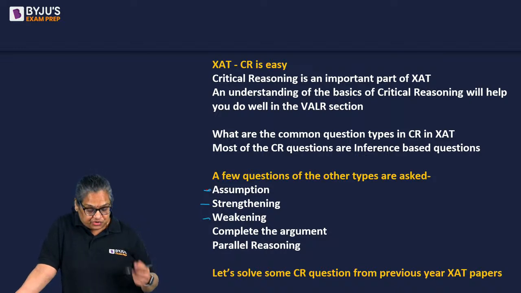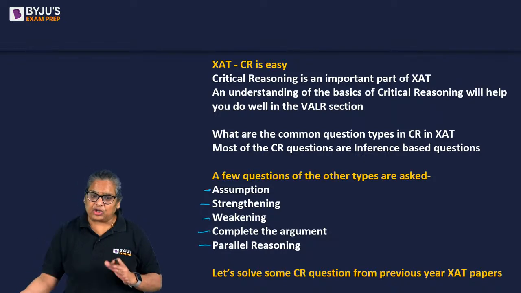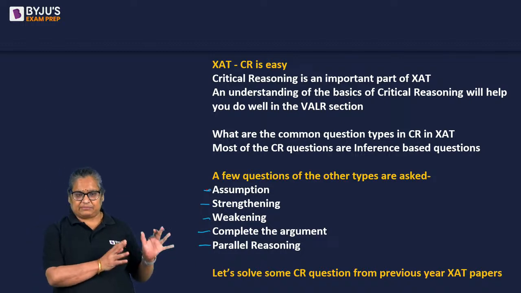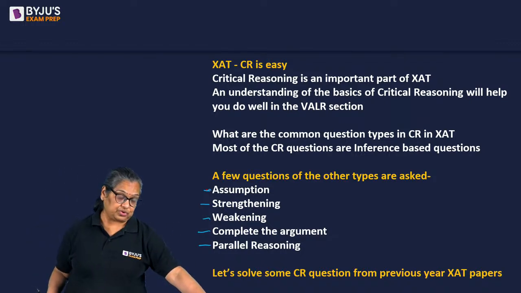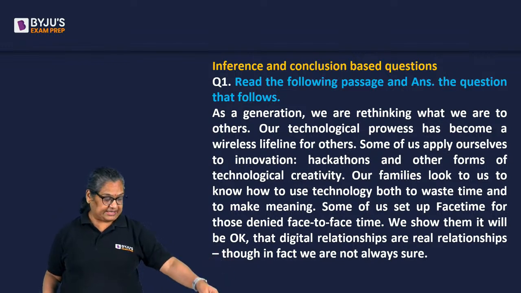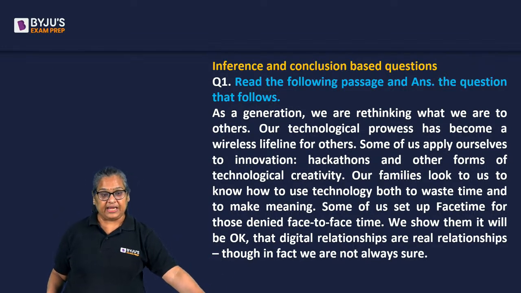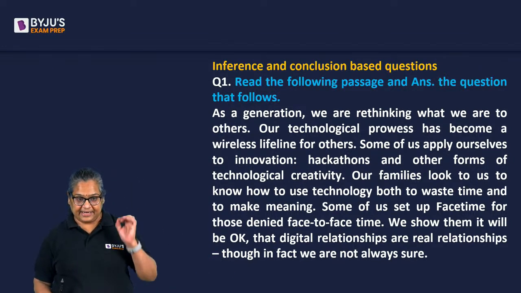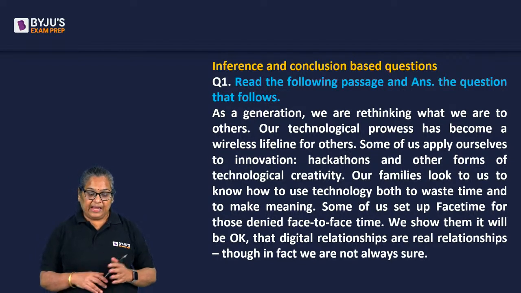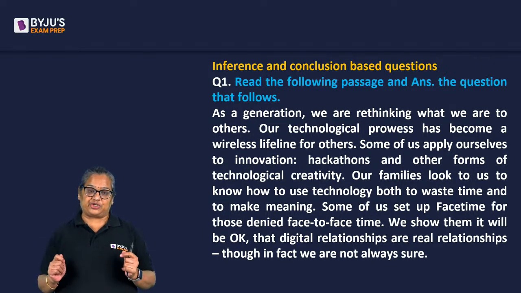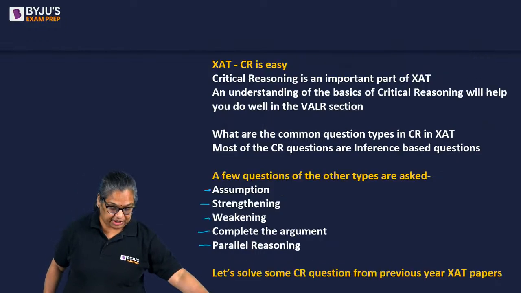So, assumption, strengthen, weaken, complete the argument, parallel reasoning. These are also questions that are asked in other exams like NMAT. NMAT also has a critical reasoning section. So, if you are taking either of the exams, but today it's specifically XAT and its critical reasoning. All right. Now, first question type is inference and conclusion.